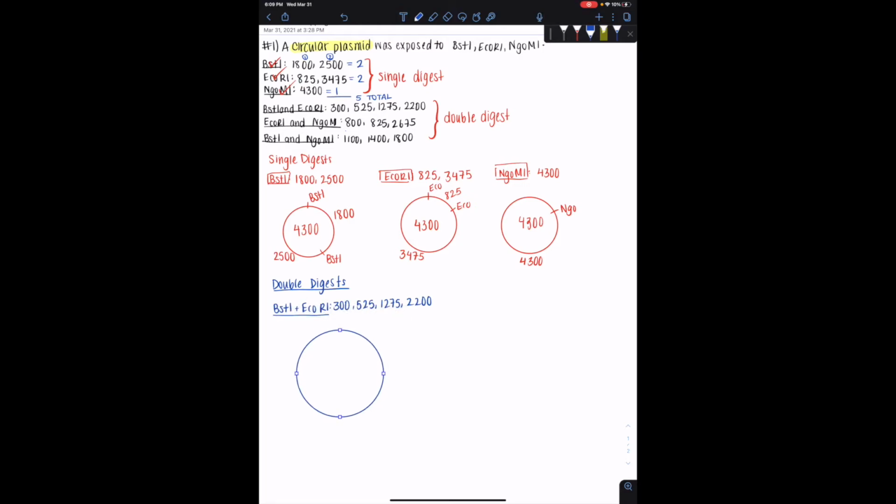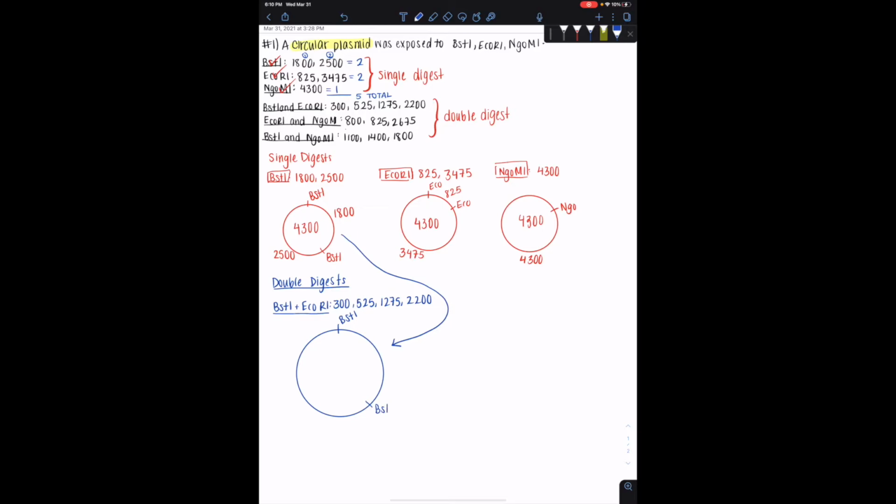Now we're going to be using one of these single digests to figure out the double digest. We could either use the BST1 single digest, which is right here, or you could use the ECO one right here. I'm going to personally start with BST1. So we're literally just going to copy that single digest onto our double digest. So first cut right here, BST1, and then another cut right here, BST1, 800 and 2500.